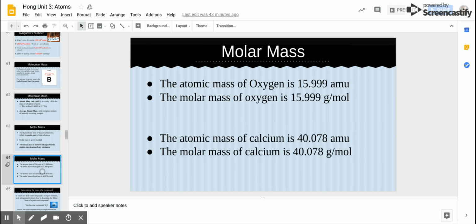If we look at the atomic mass of oxygen, number 8 on your periodic table, it should be 15.999 AMU. The molar mass of oxygen would be 15.999 grams per mole. Likewise, calcium, number 20 on your periodic table, has an atomic mass of 40.078 AMU, and the molar mass also happens to be 40.078. The only thing that's different is the units.